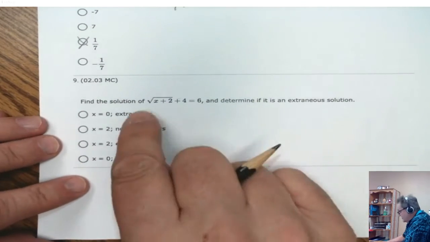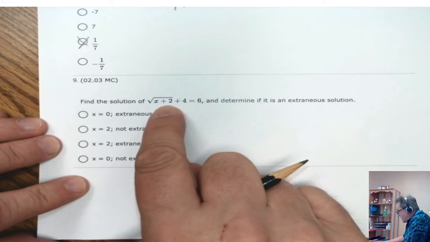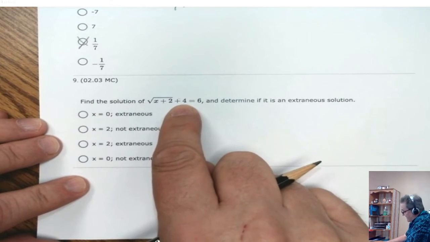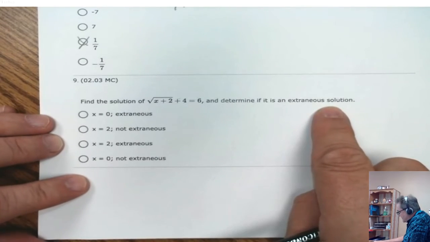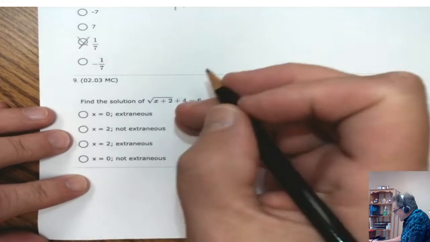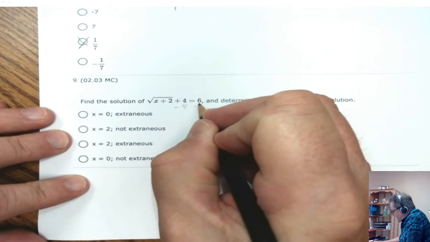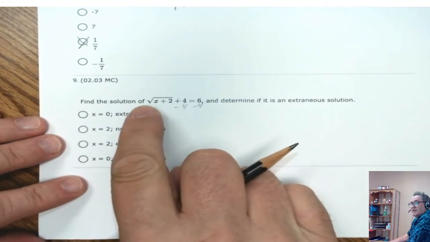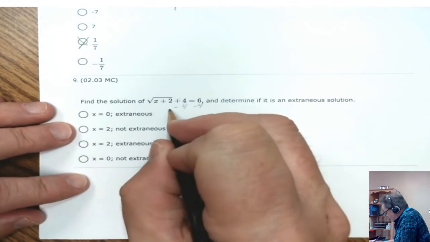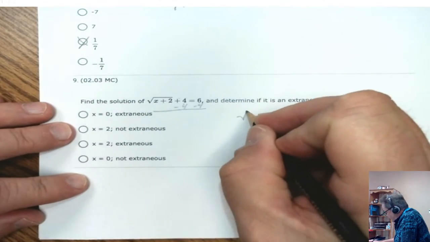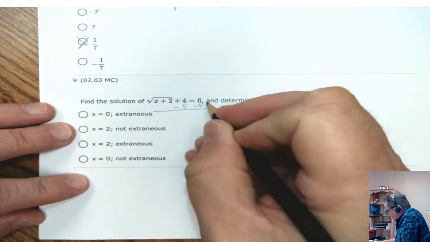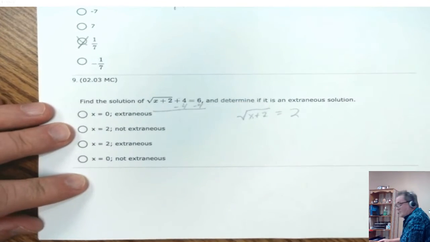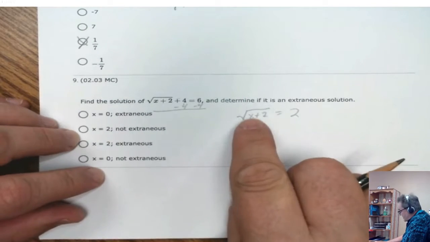All right, find the solution of the square root of x plus 2, plus 4. Notice the plus 4 is outside the radical, equals 6. And then we have to determine if it's extraneous. So the first thing we need to do is move this to the other side, because it's not under the radical. We need the radical by itself. So when we subtract 4 from both sides, that gives us the square root of x plus 2 equals 6 minus 4 is 2.